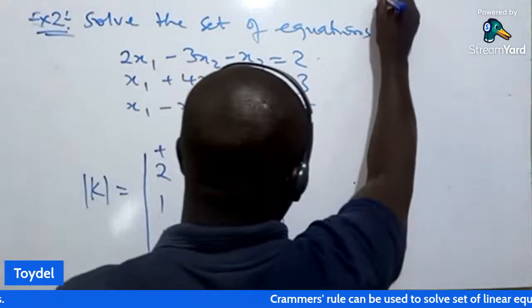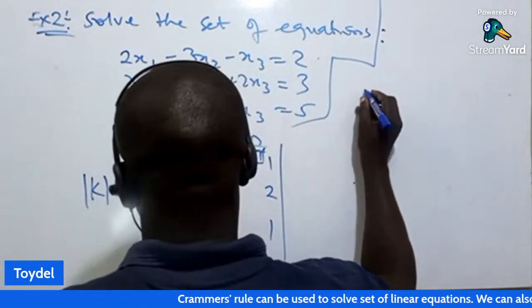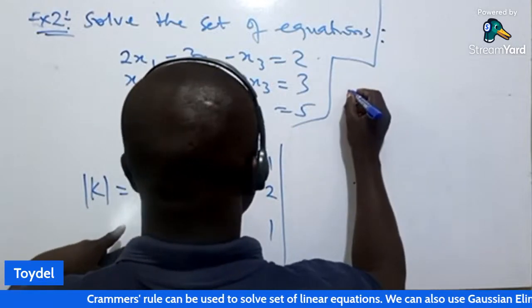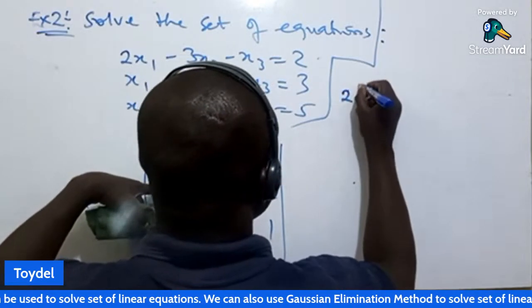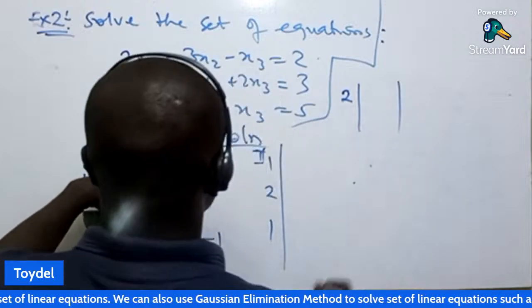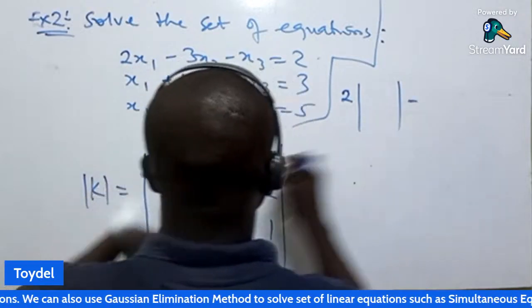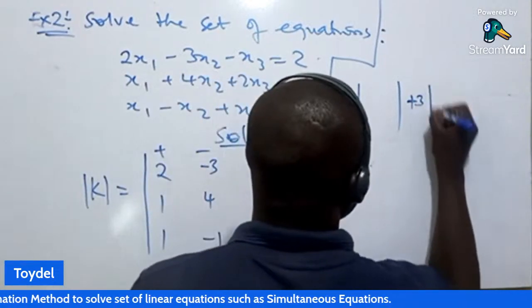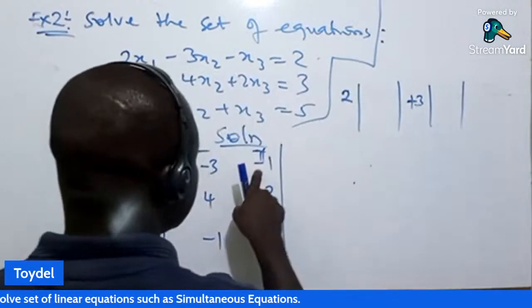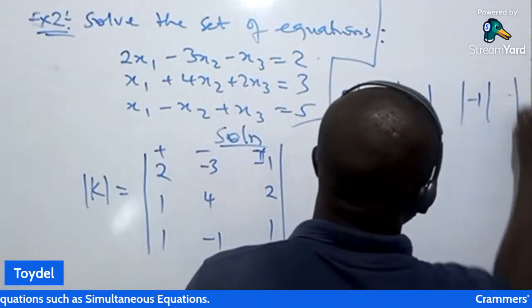How do I get it? Now this is what I will do. If I want to find the determinant of k, I'm going to write out the first entry, 2. What do I have left? Then initially we have -3, but because of this minus, minus becomes plus. So here will be +3. We write out the leftover. Then here I'm going to have -1. I'll write out the leftover.